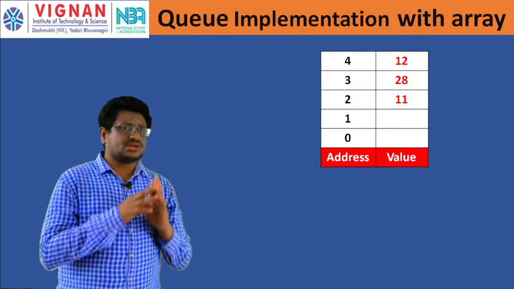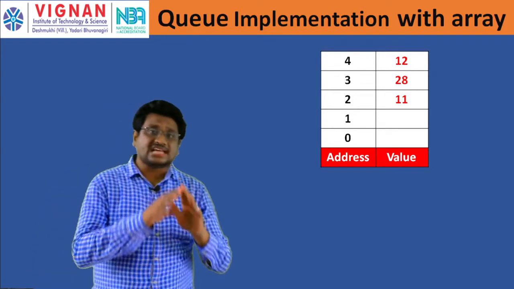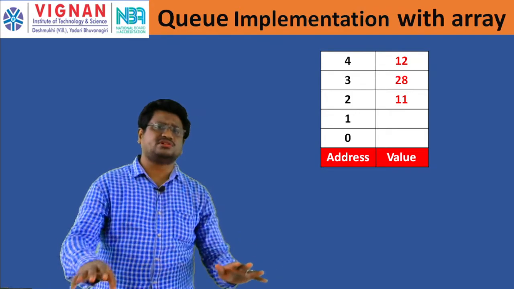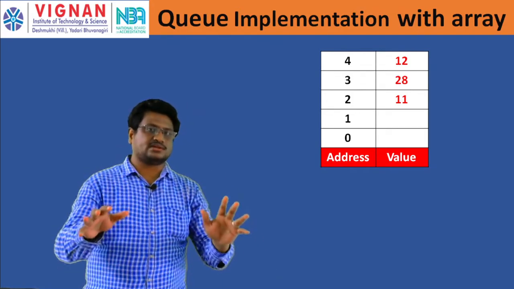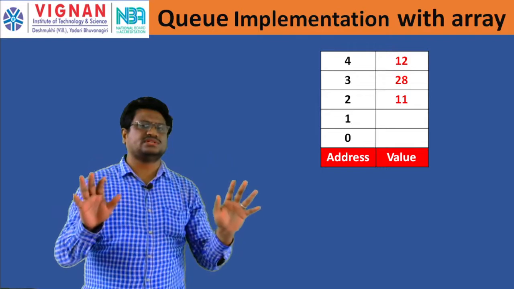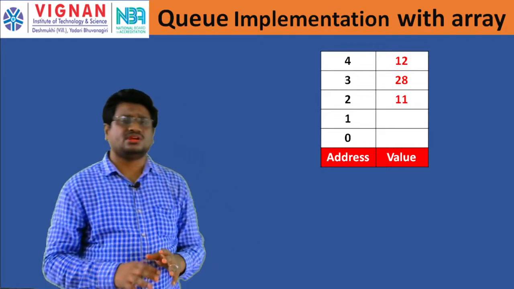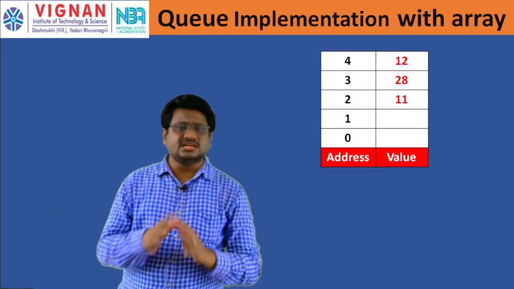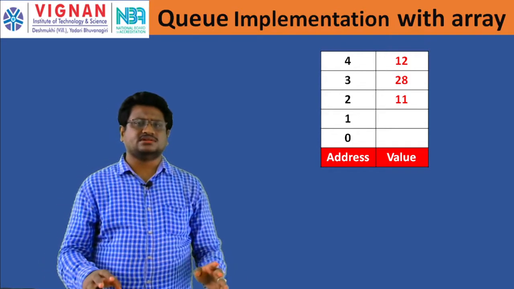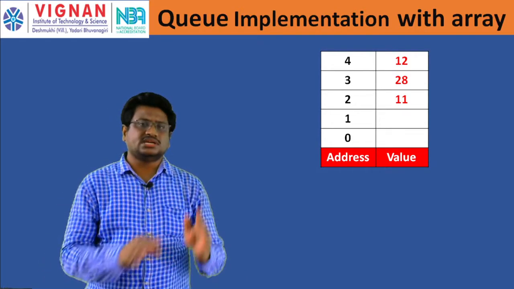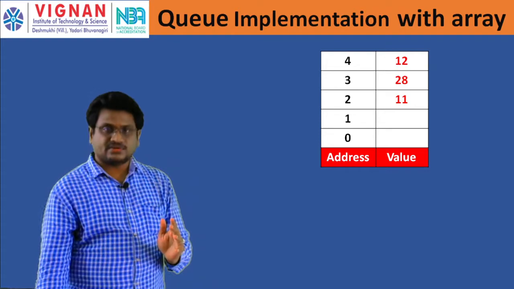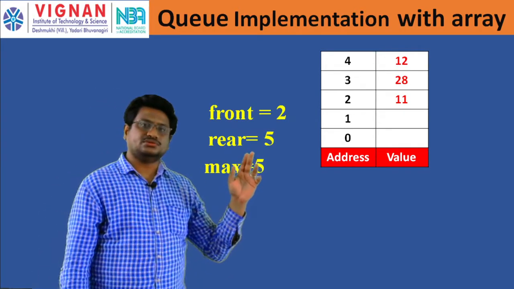Whatever the operations you are doing, the max value will not be changed. Why? Because the size of the queue is fixed in arrays. So whatever the operations you are doing, whether inserting or deleting, the max value will not be changed. What values will be changed? The rear element and the front element. The front is 2, the rear is 5.